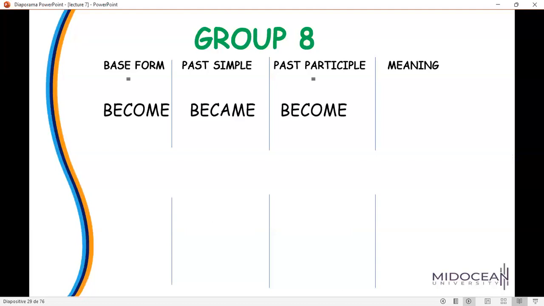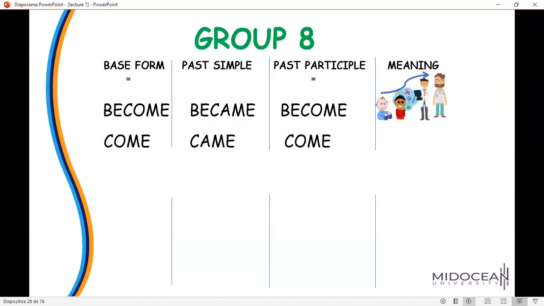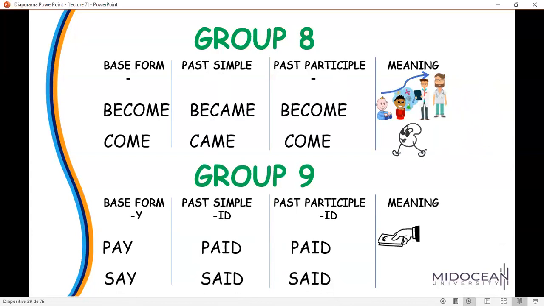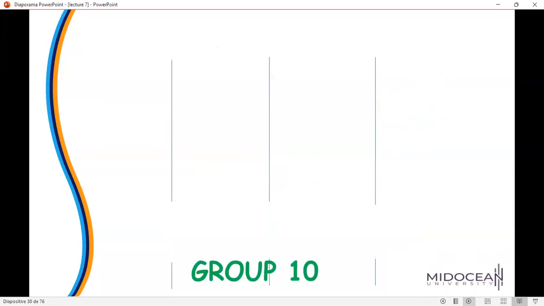Group 8. So here you have become, simple past became, past participle become. We continue. Come, simple past came, past participle of the verb, come. Group 9. So base form pay, past simple paid, past participle paid. Say, simple past said, past participle said. Group 10.